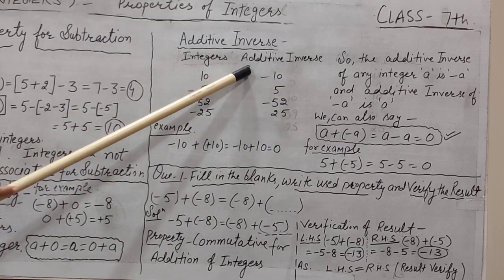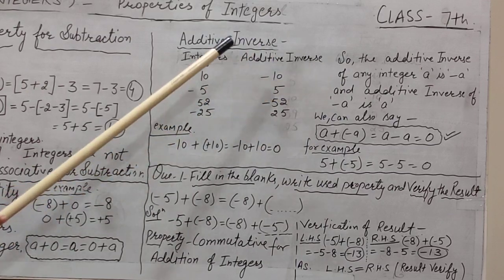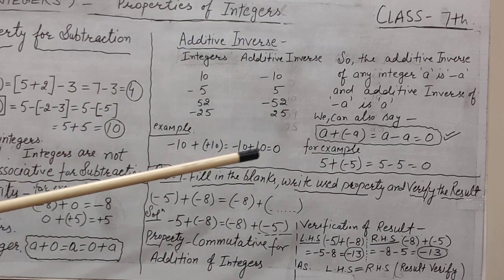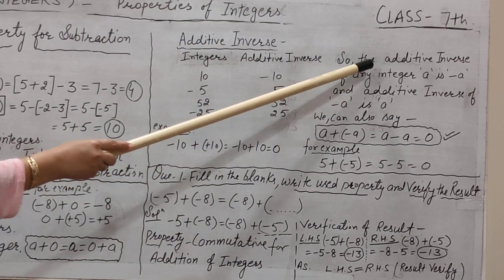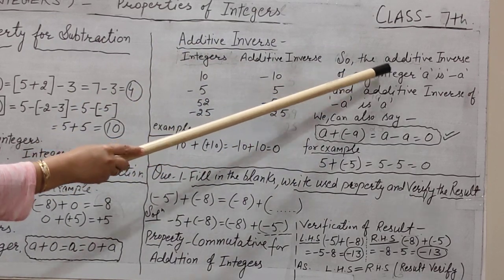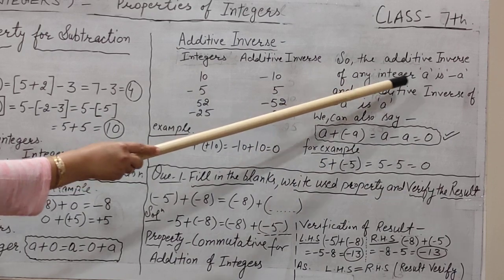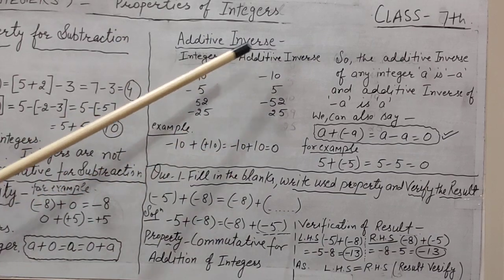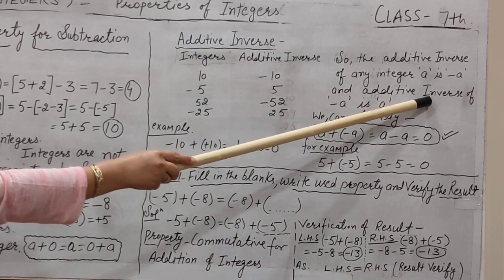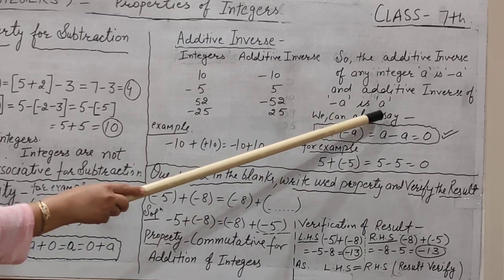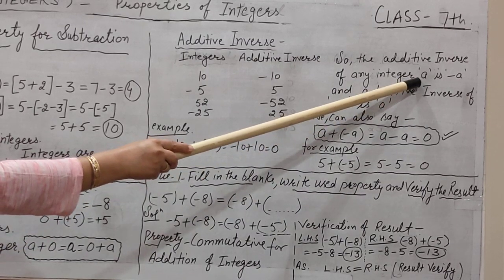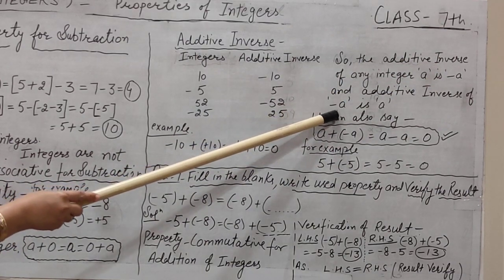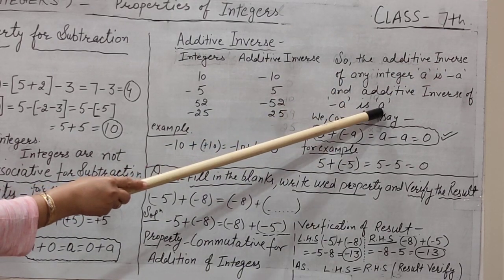Why do we name it additive inverse? What does additive inverse mean? Let us understand this one. First you see this property. The additive inverse of any integer a is minus a. You understand from these examples now? And the additive inverse of minus a is a. So if a is an integer, its additive inverse is minus a. When minus a is an integer, its additive inverse is a.